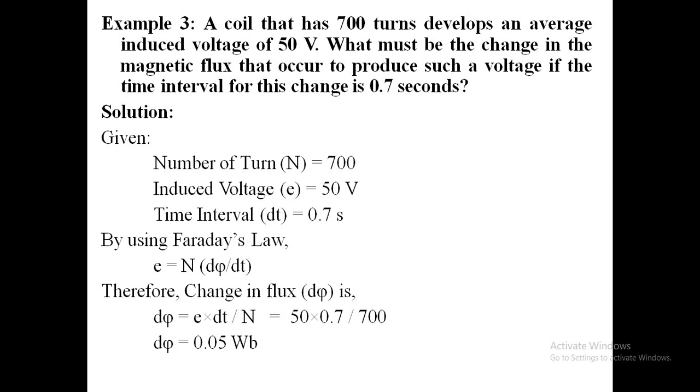Example 3. A coil that has 700 turns develops an average induced voltage of 50 volts. What must be the change in the magnetic flux that occurs to produce such a voltage if the time interval for this change is 0.7 seconds? Here given the number of turns as 700 and the induced voltage as 50 volts and the time interval as 0.7 seconds. Using Faraday's law, the induced voltage is related to N d phi by dt, and substituting the given values, we can obtain the change in flux d phi as E into dt by N, which is equal to 0.05 Weber.